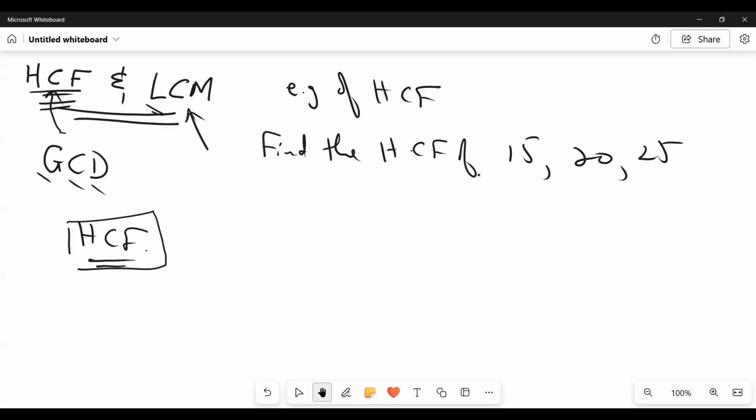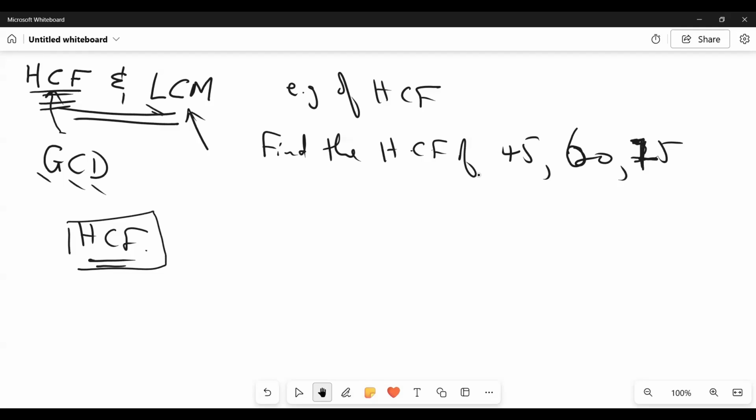I think let's go with some bigger numbers, maybe. Let's go with 45. Let's go with 60. And let's go with 75 here. With LCM, you play around with smaller numbers. But let's say, okay, use some bigger numbers.